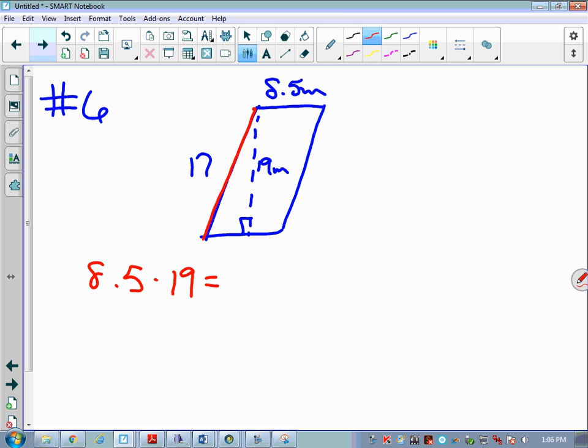Let me double check on this. What was this? Question number 6. 161.5. This one's in meters squared.